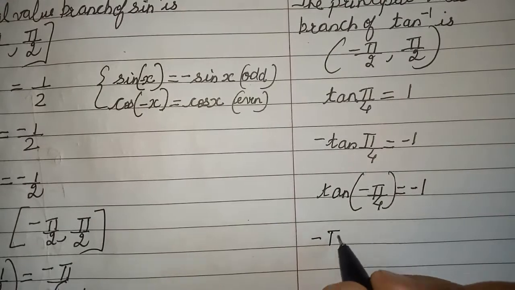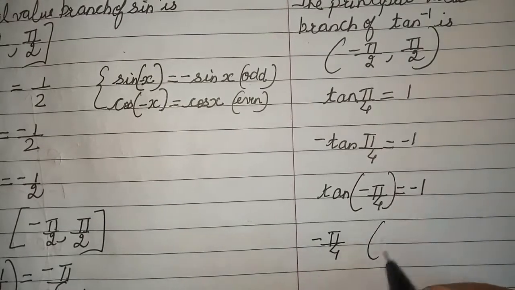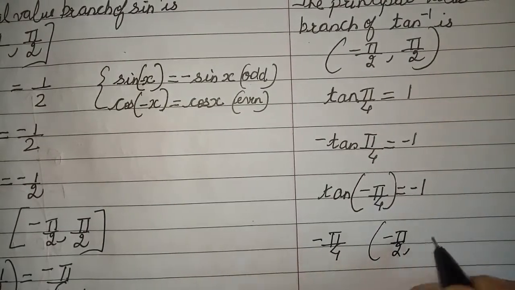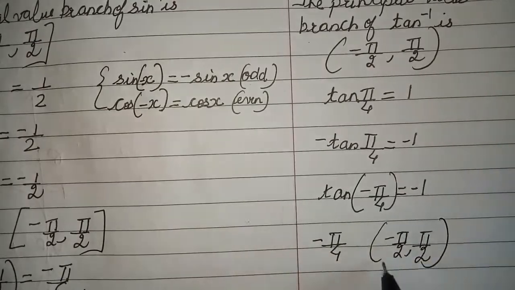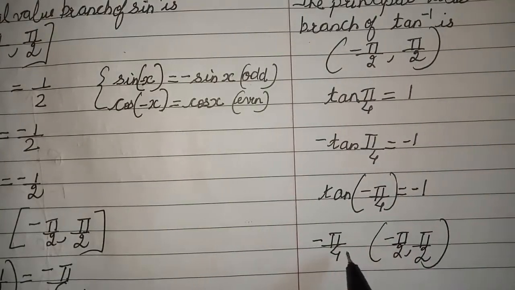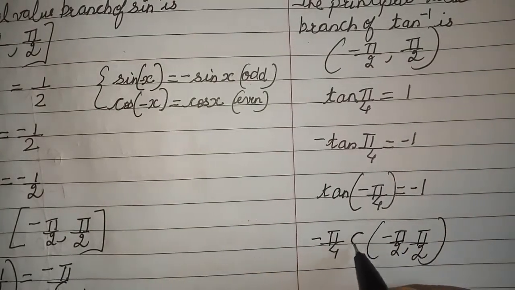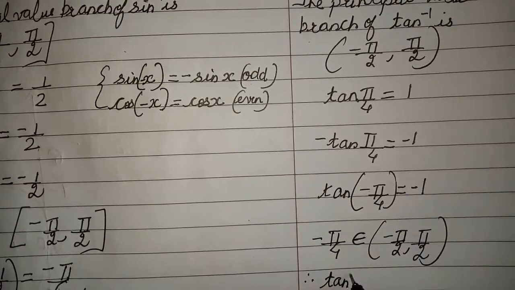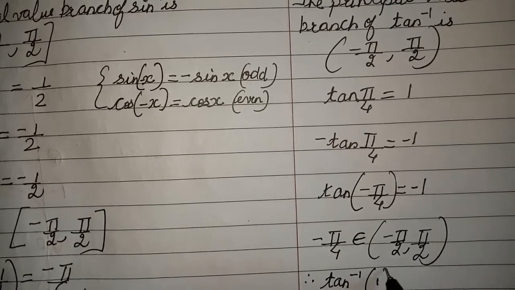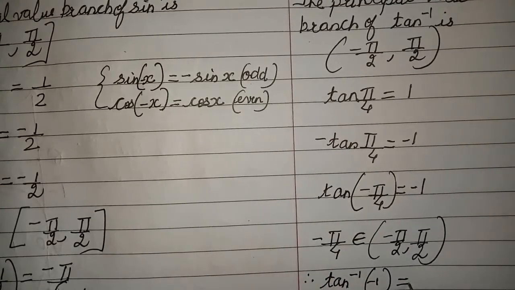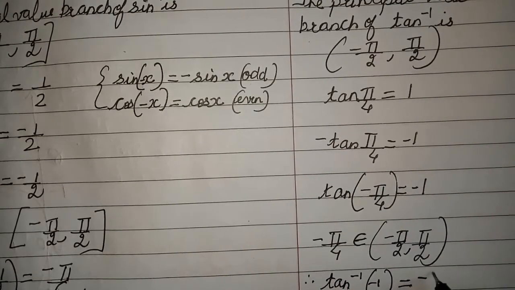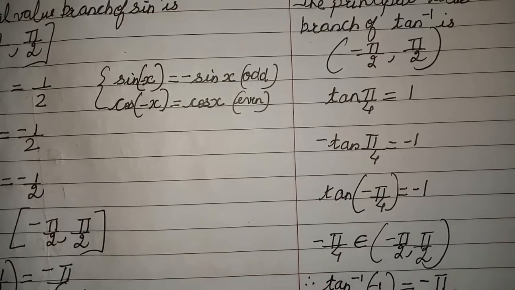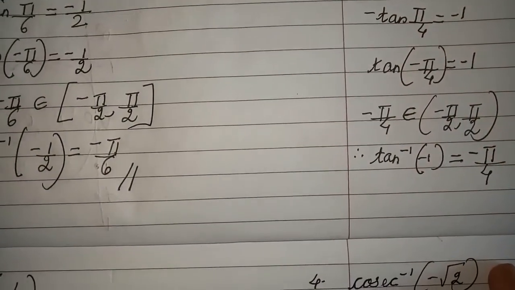And now I have to check whether minus pi by 4 belongs to the open interval minus pi by 2 to pi by 2. Does it belong? Yes, this is from minus 90 to 90, so minus 45 will come here. So this will belong. Therefore, my tan inverse of minus 1, its principal value branch happens to be minus pi by 4, which can be very well checked from your graph.